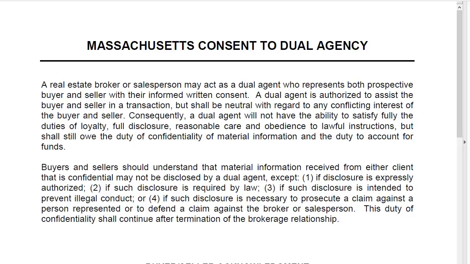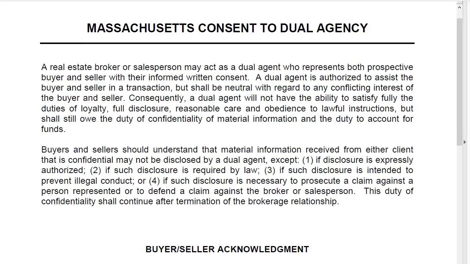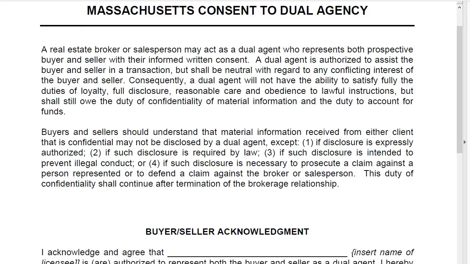Now, let's go back to our scenario where we found somebody at the open house. They want to make an offer, and first, before we actually talk about the offer, we have to bring out this form, consent to dual agency, because remember, our seller has already agreed to dual agency as part of the listing agreement, but this is the first time we're encountering the buyer. So here we have the consent to dual agency form.